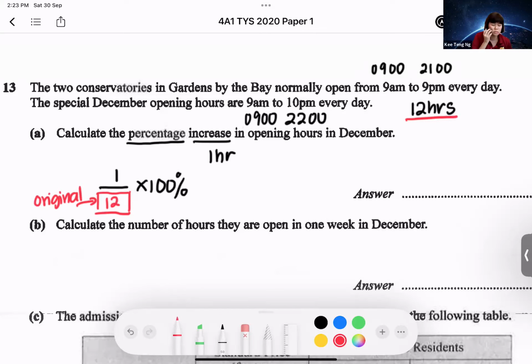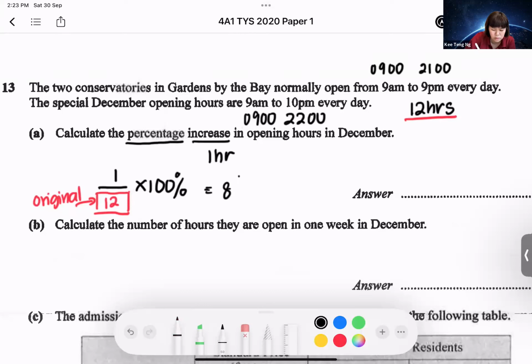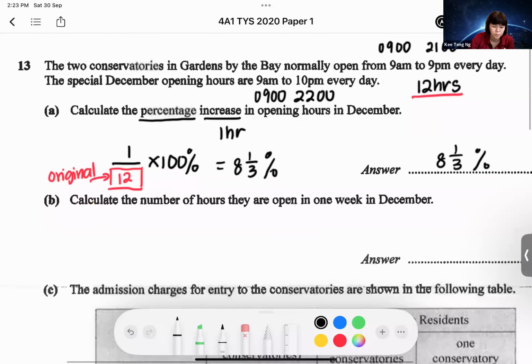Now, if your answer is not exact, some of you calculate and you notice you get 8.3333. For this kind of answer, it is always preferably written in the form of a fraction. So you can change it to a mixed number, 8 and 1/3. Exact value, no need to round off. Exact value, 8 and 1/3%. Try not to round off everything to decimal places. Use the exact value as much as possible.